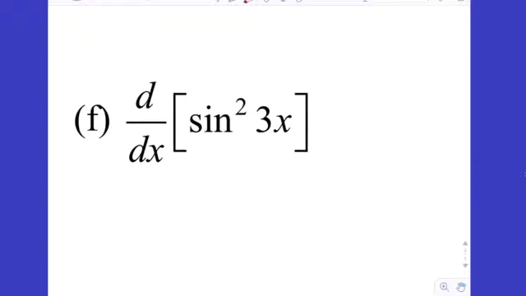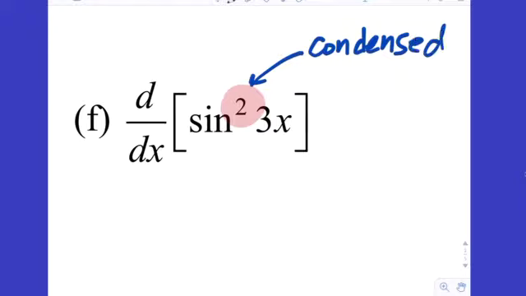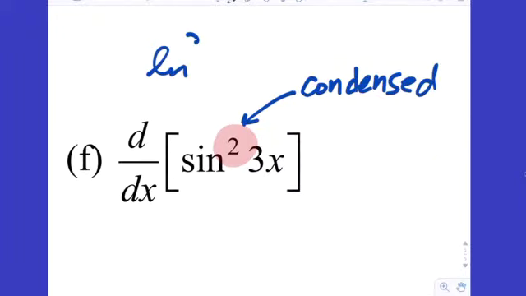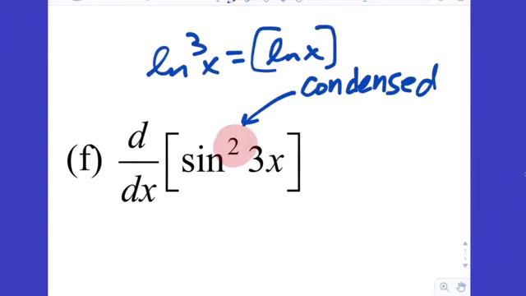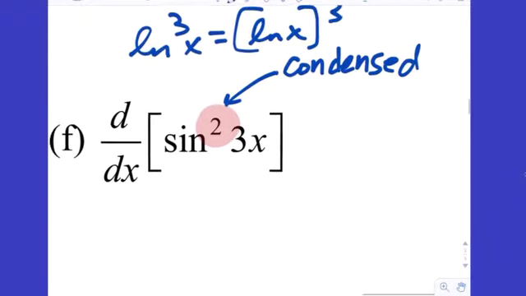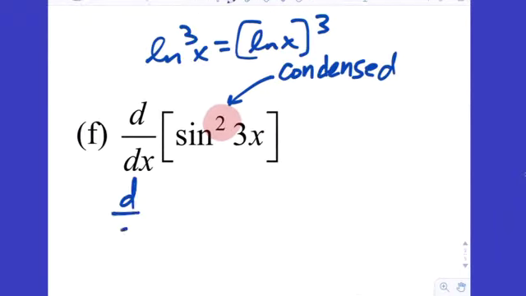All right, d dx of sine squared of 3x. How many layers do you see on this one? Well, maybe it's hard to see them right now. I will tell you this. Whenever you have a trig function or a log function, and it's written in condensed format, okay, it works with log as well, like log cubed of x. That's the same as the natural log of x quantity cubed. You're probably going to want to write those in expanded format to help you see the layers.